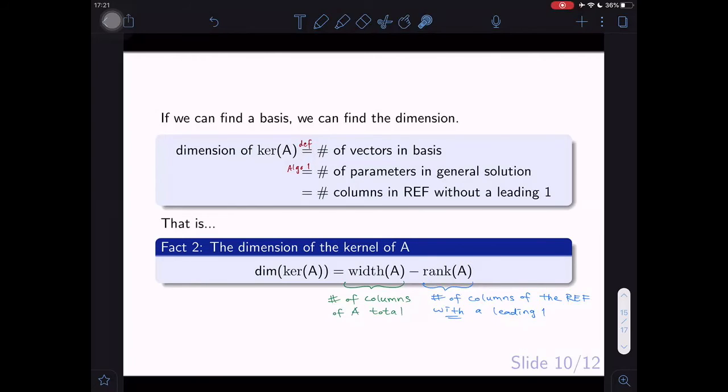So to count the dimension of the kernel of a matrix, we just have to compute the rank of the matrix, and the dimension is the width of the matrix minus the rank of the matrix. For example, if I have a matrix that is 6 by 7, that means the number of columns of the matrix is 7, and I know the rank of the matrix is 2, then the dimension of the kernel of the matrix is just 7 minus 2.